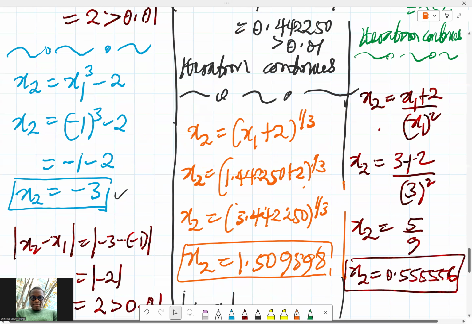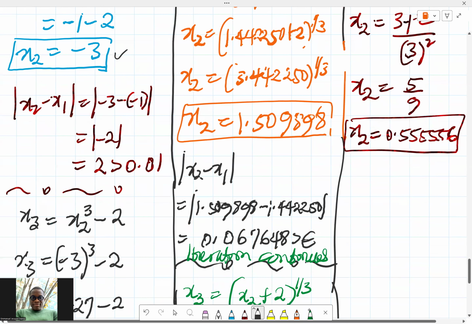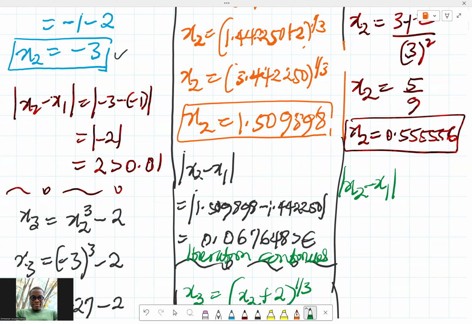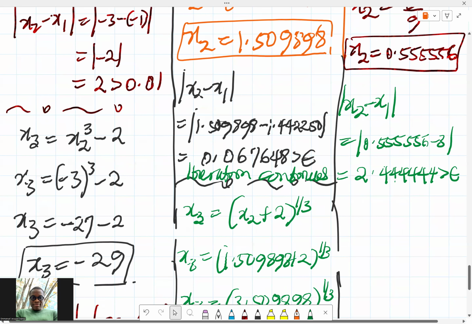So then we check again. Are we there yet? The absolute value of x2 minus x1 is equal to the absolute value of 0.555556 minus 3. That is minus 2.444444, so the absolute value is 2.444444. And this is still greater than epsilon. So it's not looking like there's any hope in sight yet. So iteration continues.